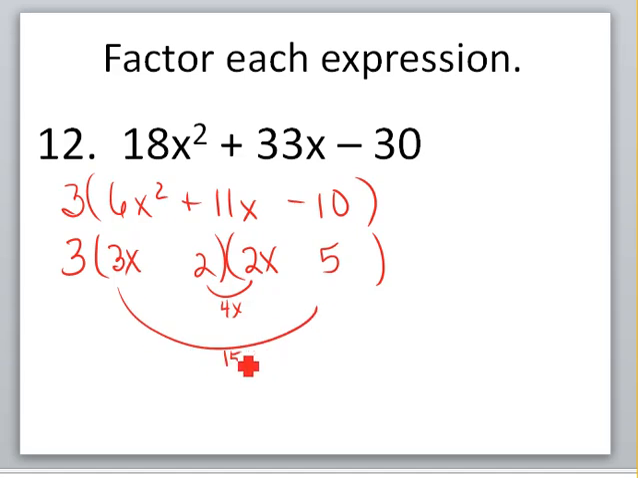This gives me 15 and 4. I do need a negative product, so one of those has to be negative. So that would be positive, and this would be negative. So I need a negative 4x and a positive 15.